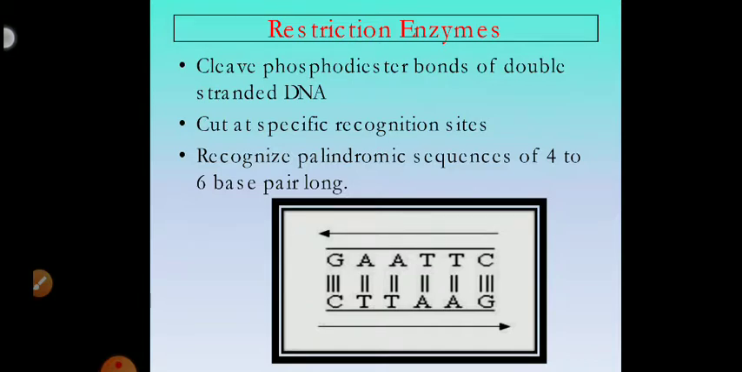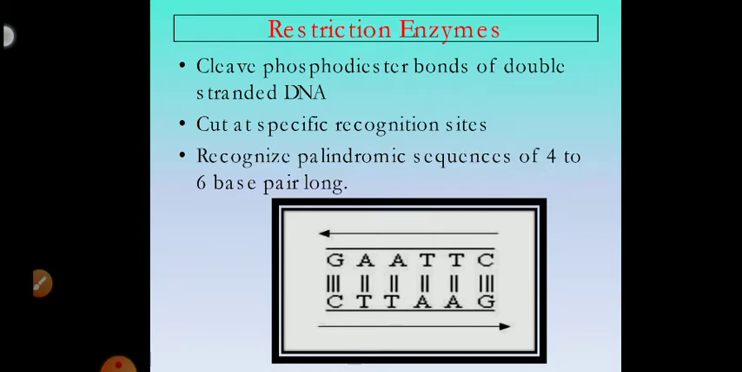Restriction endonucleases cut at a specific site which is called the recognition sequence or recognition site. The recognition sequence, or the cutting site, is a palindromic sequence containing 4 to 6 bases. So the recognition sequence is a palindromic sequence made up of 4 to 6 bases.